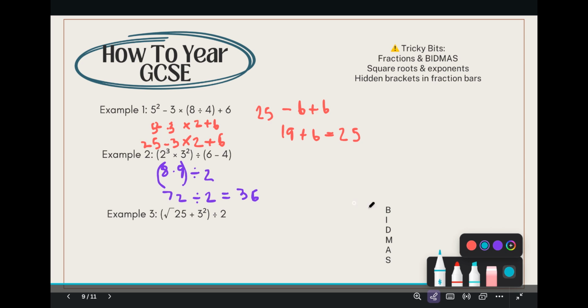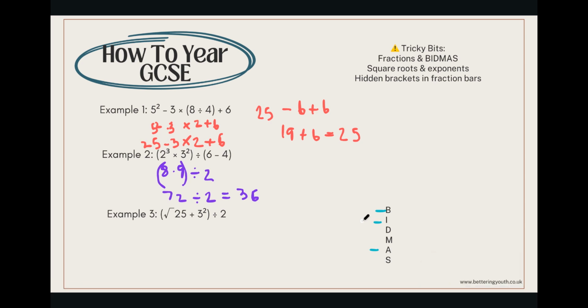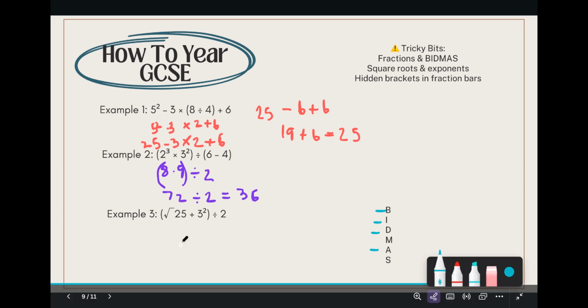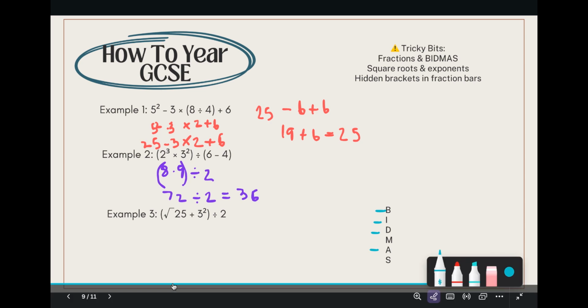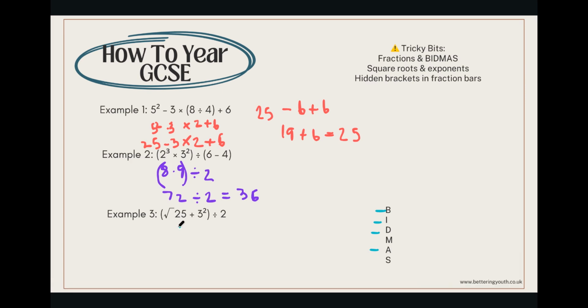We have in this question brackets, addition, indices in the form of a square root and a square number, as well as division. So let's zoom into that bracket. The square root of 25. Square root of something means what number can I multiply by itself to get the answer? So it's the opposite of a square. I know that 5 squared, 5 times 5, is 25, so the square root of 25 is 5.